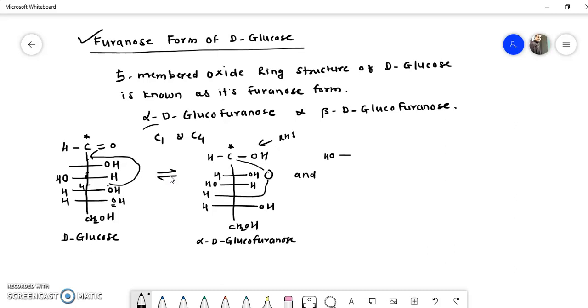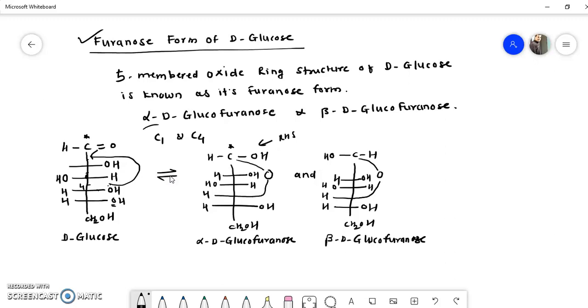We can draw its beta anomer. You just have to write the OH group on the left hand side and the rest of the things are as they are. So CH2OH, HOH, the rest of the things are as they are, OH, H, OH and H. So this is the beta D-glucofuranose form. These are the two anomers which are generated due to the ring formation.